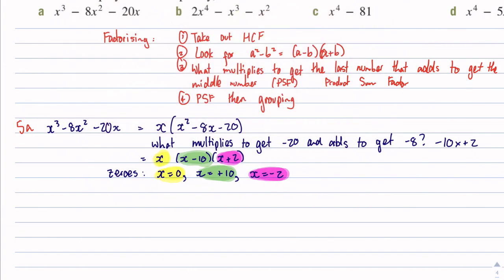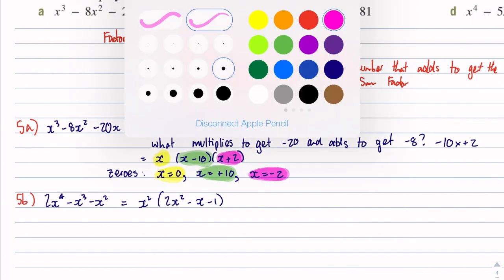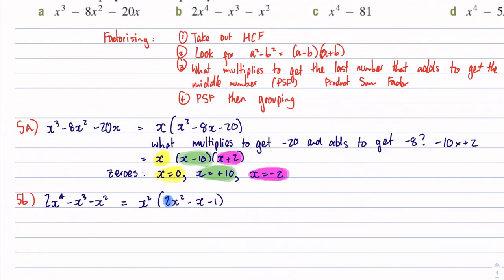Okay, let's have a look at 5b. We've got 2x to the 4, take x cubed, take x squared. Again, we're taking out a common factor. This common factor, x squared, goes into all of these. So we're left with 2x squared, take x, take 1. Now, we have a number in front of the x squared term, so we can't just do what times is to give negative 1 and adds to give negative 1. We have to do 2 times negative 1 equals negative 2.